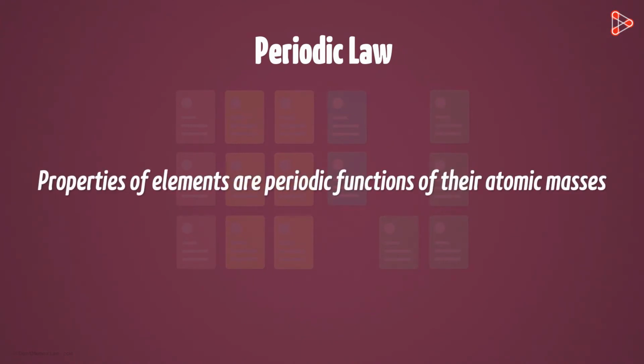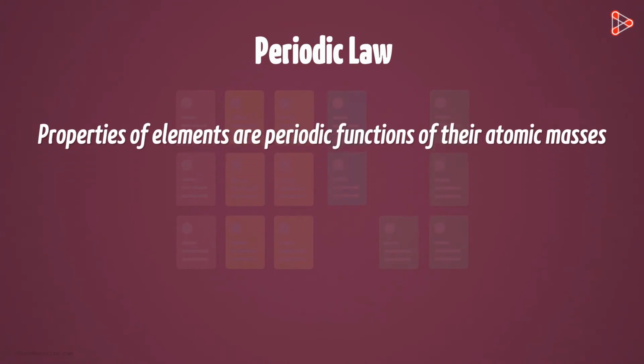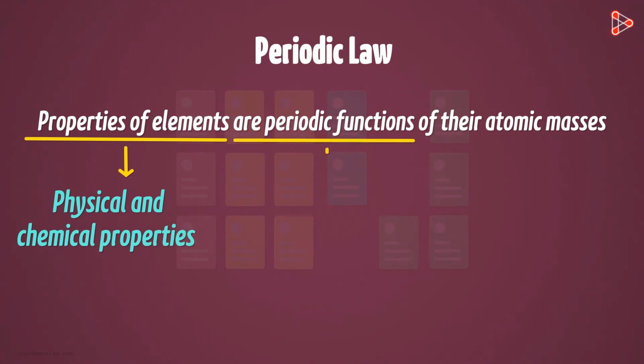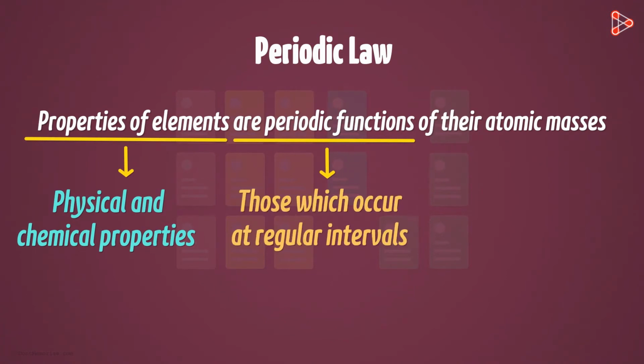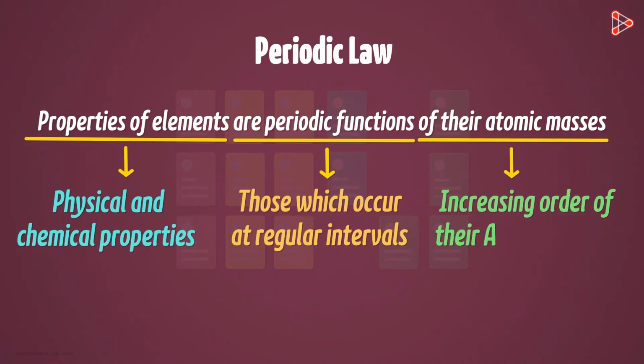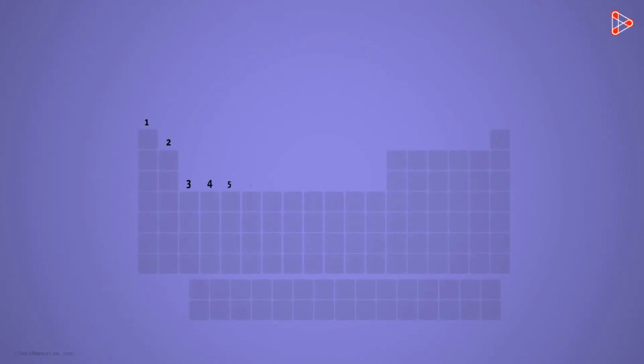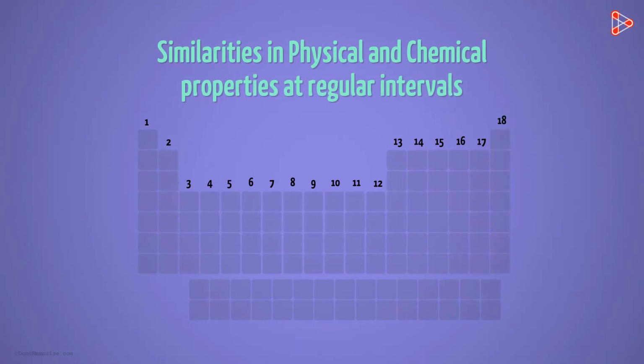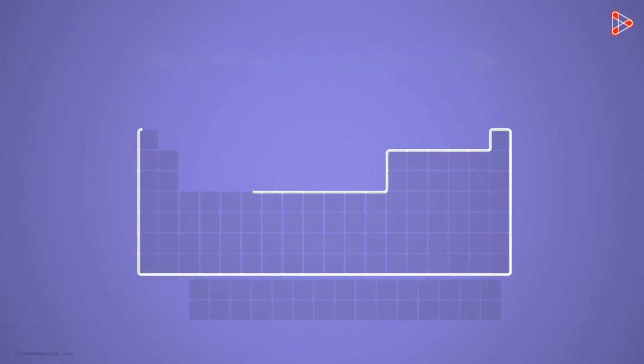Now let's try and understand this law first. Properties of elements means the physical and the chemical properties of the elements. Are periodic functions means those which appear at regular intervals. And then of atomic masses means when arranged on the basis of their increasing atomic masses. So we can say that when he arranged the elements on the basis of the increasing atomic masses, the elements showed similarities in their physical and chemical properties at regular intervals. And this is how Mendeleev laid the foundation of the modern periodic table.